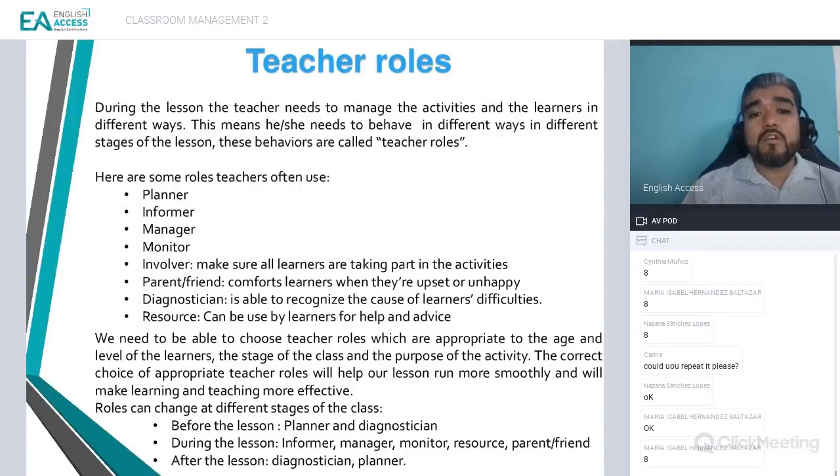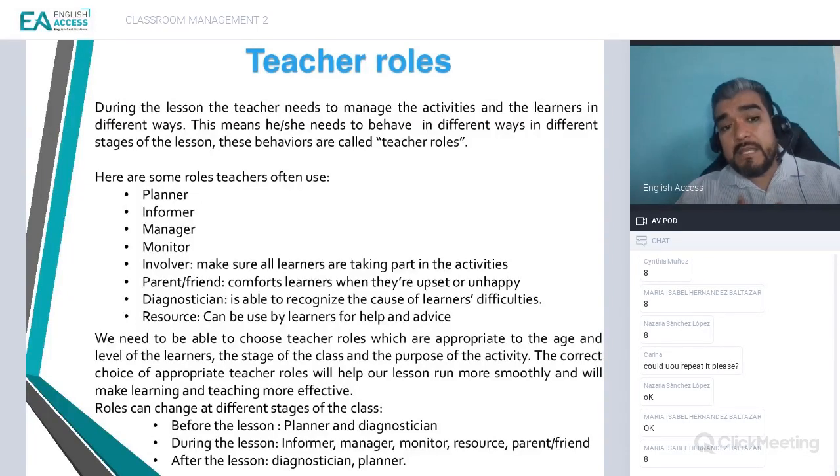These behaviors are called teacher roles. Here are some roles teachers often use. A teacher needs to be a planner, an informer, a manager, a monitor, an involver. That means making sure all learners are taking part in the activities.